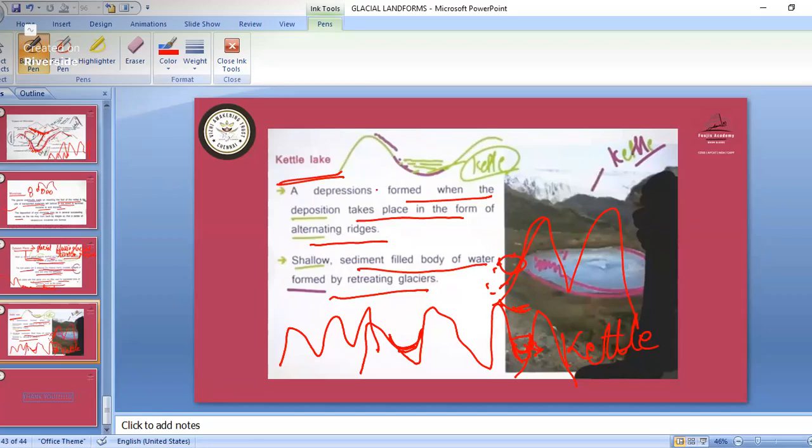So these are the various important points regarding glacier landforms. We have finished this glacial landforms topic. Now we are done with the geomorphology part.